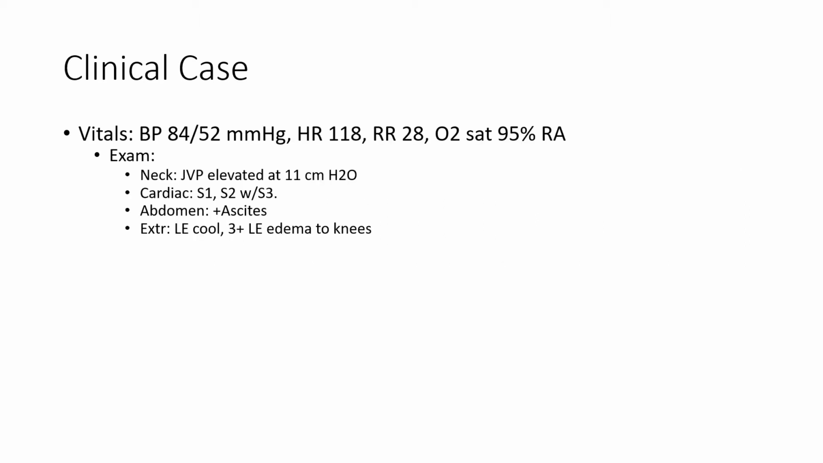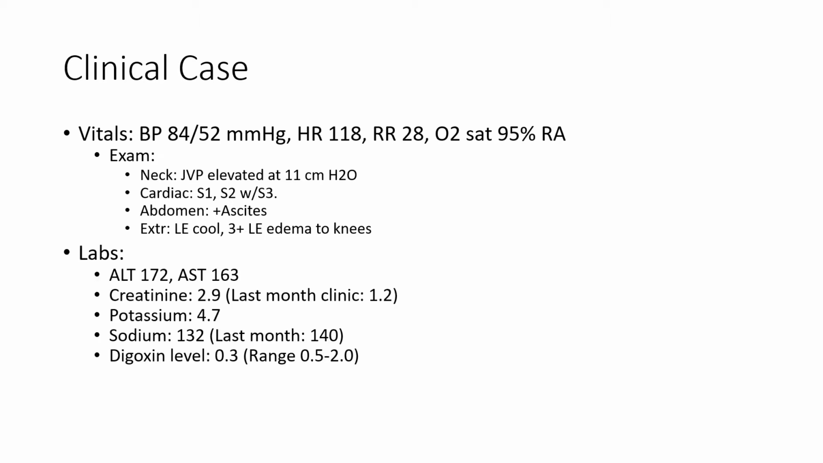So these are her vitals. Her examination shows an elevated JVP. She has an S3, and there's ascites. Her extremities are cool, and she's got 3+ lower extremity edema, which is extending down to her knees. These are her labs. And her EKG is normal, and the echo shows an ejection fraction of 20%.